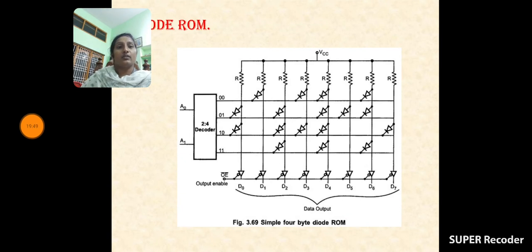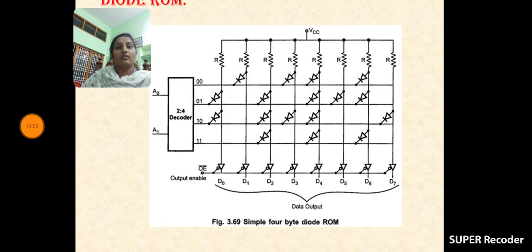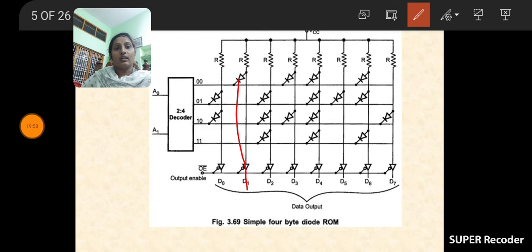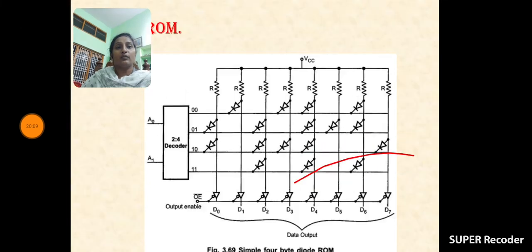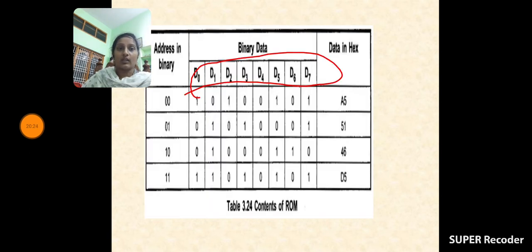If 0, 0, which diodes are in the active condition? See here, this is 1, so it is in the activated condition. D3 is activated, D4 is activated, D6. Remember, D1, D3, D4, D6 are 0 and the remaining are 1. And see here, next for 0 and 1, D1, D3, D6 and the remaining are 0.